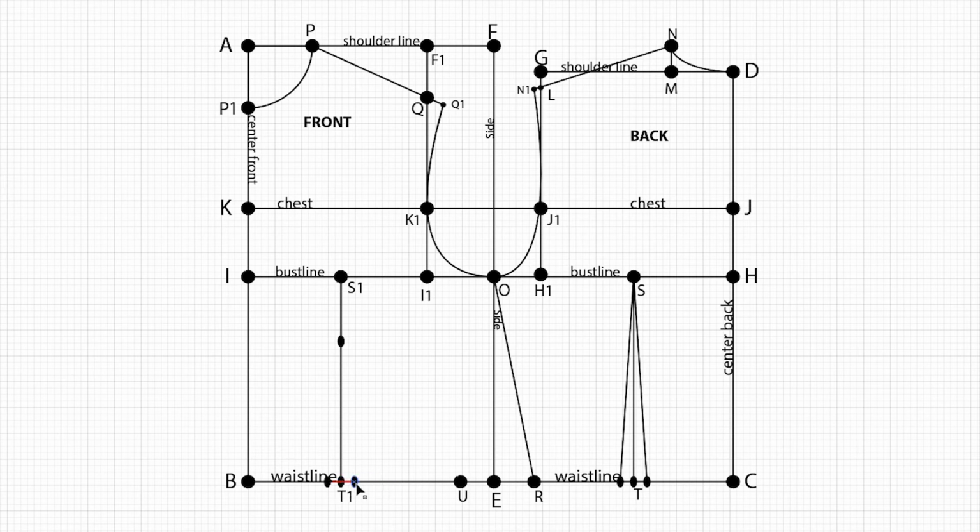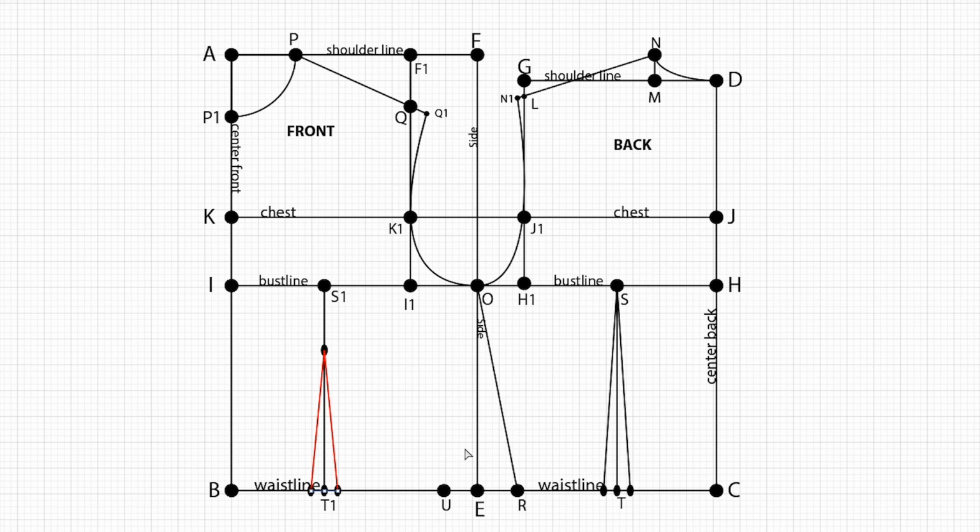And what I'm going to do is from the 2 endpoints that I've created from my dart width, draw a line to that dart point right there that we created. That was 2.5 inches down from point S1. As you can see, I've created my front dart. Now go ahead and create and close your side. Create your side line for your front bodice by drawing a line from point O to point U.